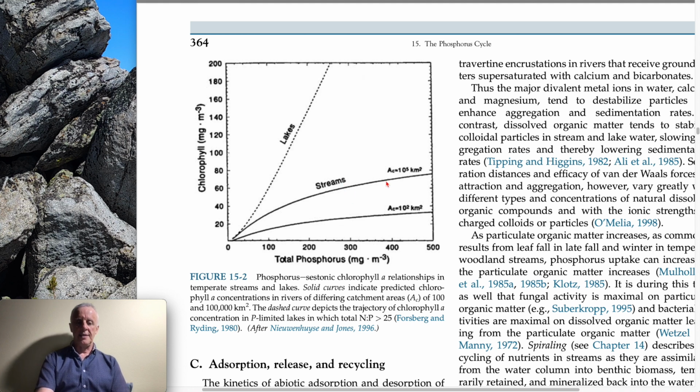So what we can see is that for larger catchment areas, as the total phosphorus increases, we have a greater increase in chlorophyll than we do for smaller catchment areas. So there is a greater limit in the production of chlorophyll for smaller catchment areas than there is for larger catchment areas for streams. And then this is our lakes, and so that's the depicted trajectory.